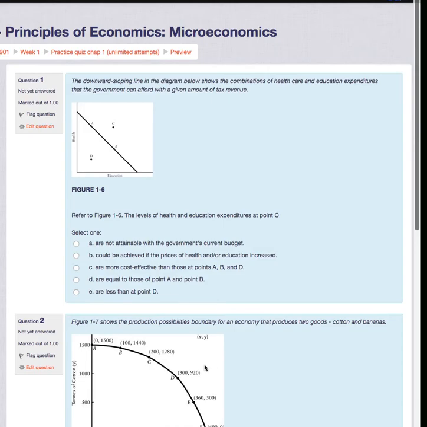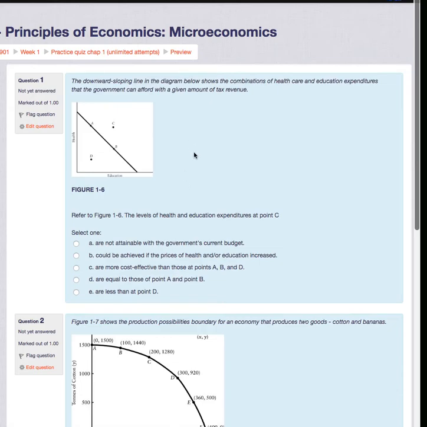the downward sloping line in the diagram below shows the combination of healthcare and education expenditures that the government can afford within a given amount of tax revenue. Refer to figure 1.6. The levels of health and education expenditures at point C are what?